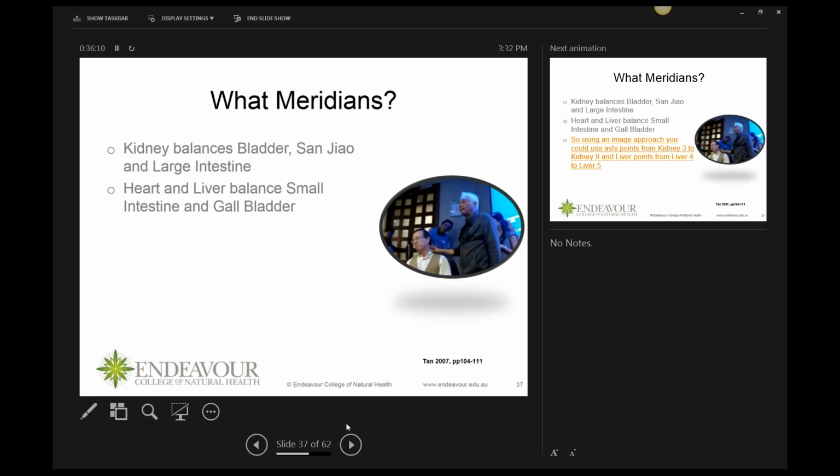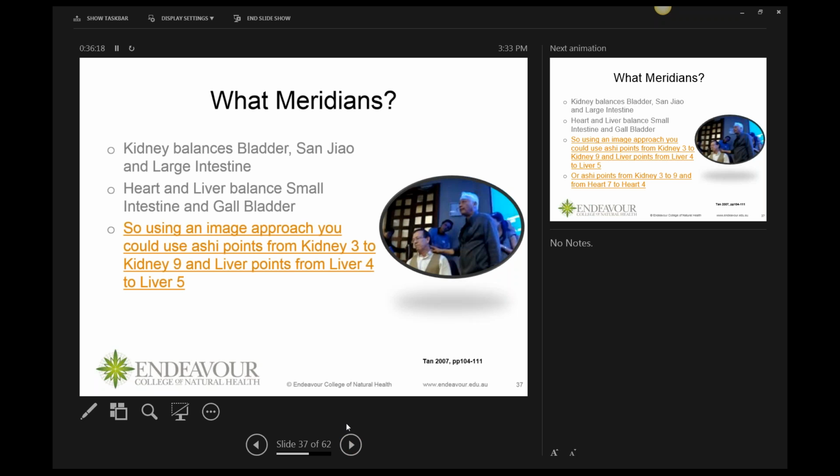So kidney balances bladder. This is, again, just what I said. Kidney balances bladder, Sanjiao, and large intestine. Heart and liver balance small intestine and gallbladder. This is actually the treatment of, I don't think that one's the Rod one. I think Rod got the heart and kidney, but this one's a liver and kidney.